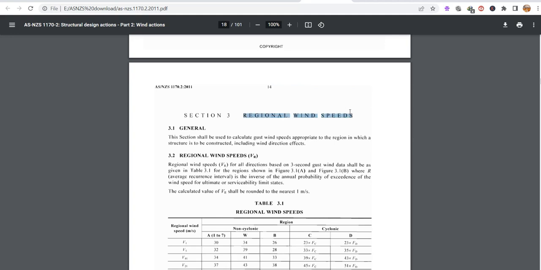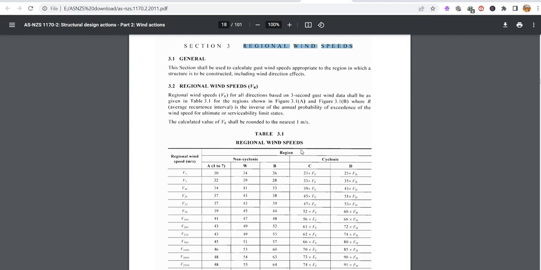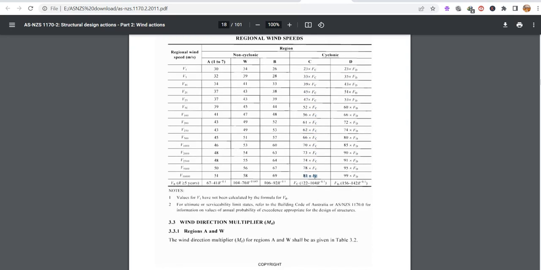It says the original wind speeds. Go to table 3.1. You can see here it says region for non-cyclonic and cyclonic. And then the original wind speed in meters per second. We have V1 up to V100,000. So in this table, I'm going to ignore all this non-cyclonic region. I'm going for cyclonic region, which is C, because I'm living in a region where we are experiencing a lot of cyclones.